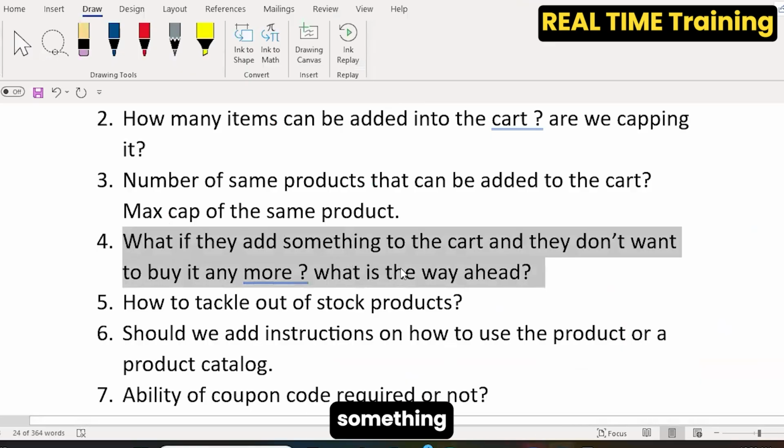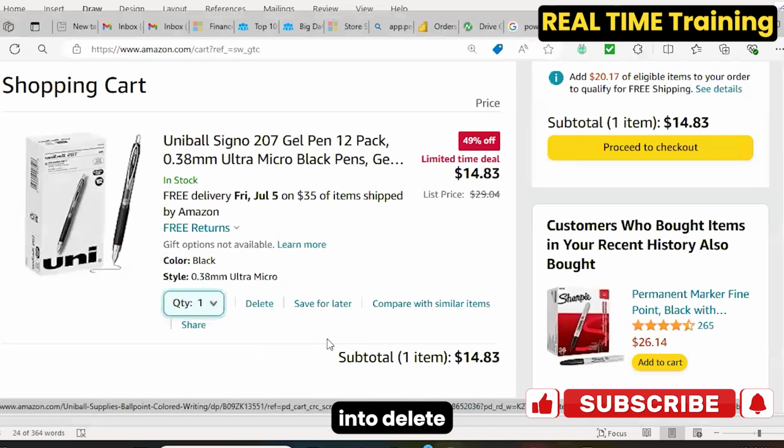What if they add something to the cart and they don't want to buy it anymore? What is the way ahead? That is the origination, or genesis, of the conversation. That is what is getting converted into the delete button, save for later, etc. on a design level.